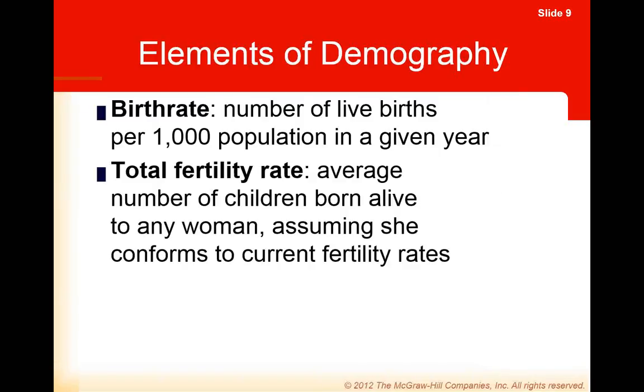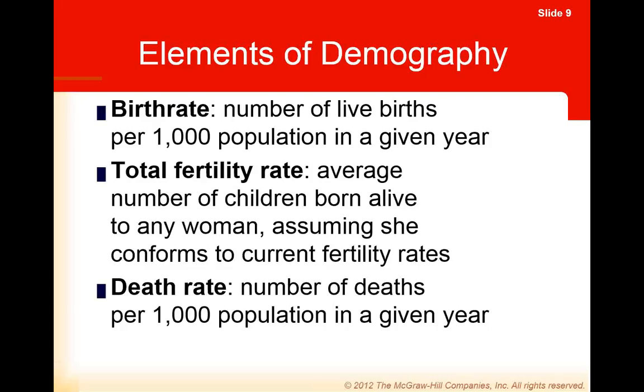Okay, here's what we kind of went through a little bit already, the idea of these 5 major elements of demography. Crude birth rate: number of live births per 1,000 population in a given year. Beyond this, of course, we've got the total fertility rate, the average number of children born alive to any woman. It's roughly 2 to 2.1 in our society, assuming she conforms to current fertility rates. There's a different definition of fertility, which is just incidence of birth, the total number of births that happen in a particular population.